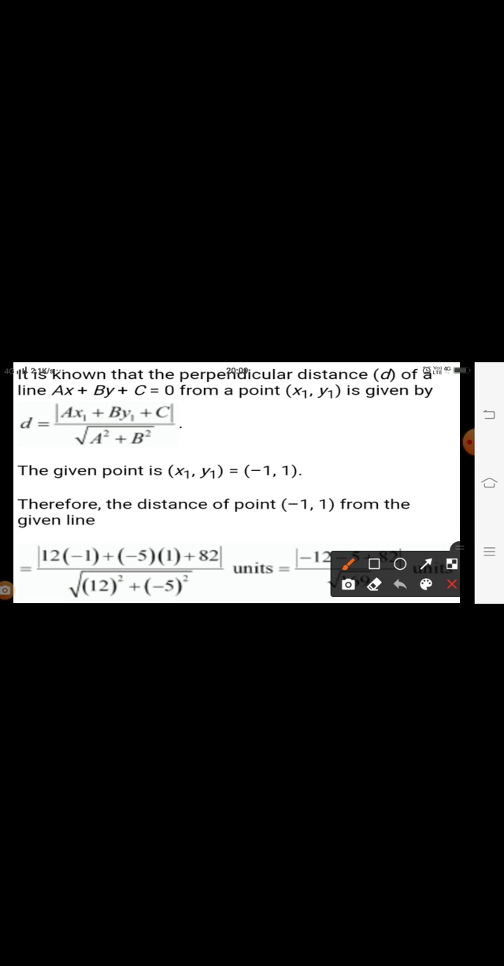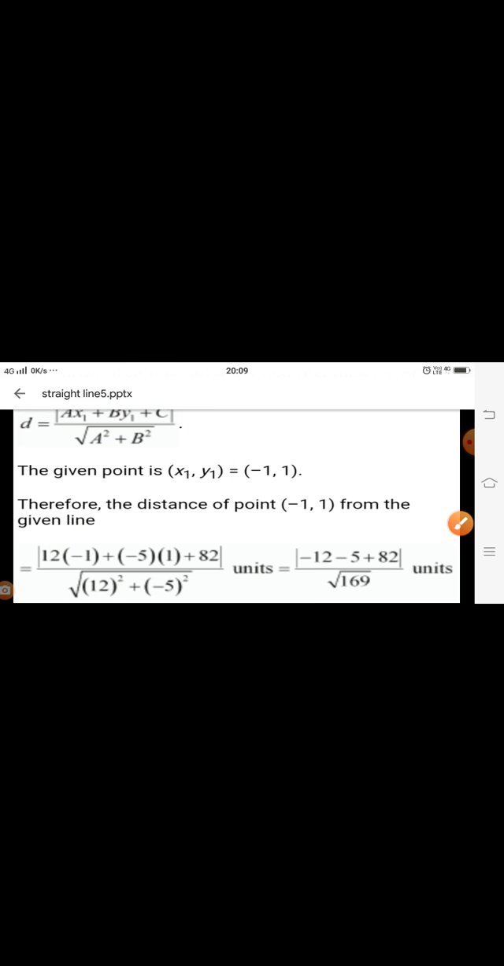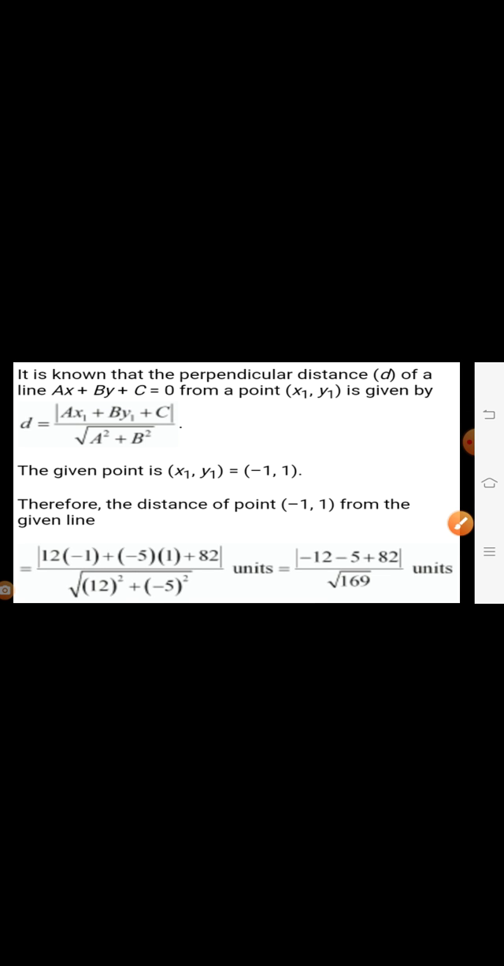The distance formula we know, distance of a line from a point, d is equal to |ax1 plus by1 plus c| upon under root a square plus b square, where (x1, y1) is the coordinate of the given point from which we have to find the distance. This is given as (-1, 1). Then let us put all the values of a, b and c: 12, minus 5, 82, and the values of x1, y1 as minus 1, 1. On putting all these values and solving, we get the required distance.